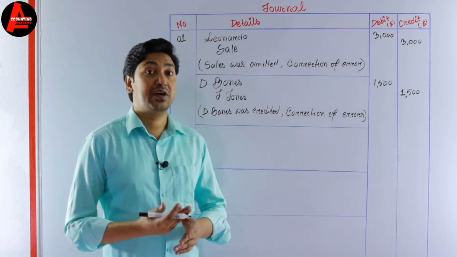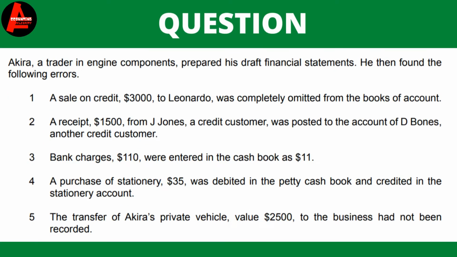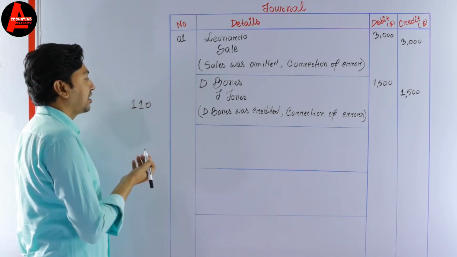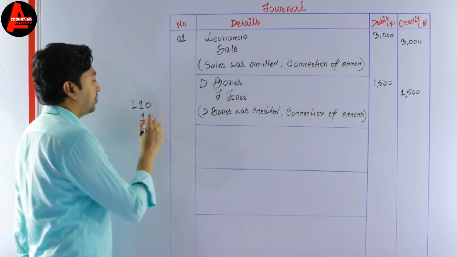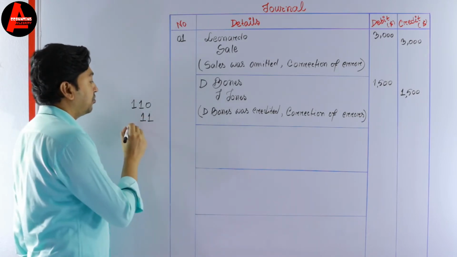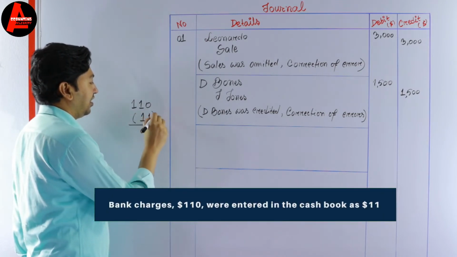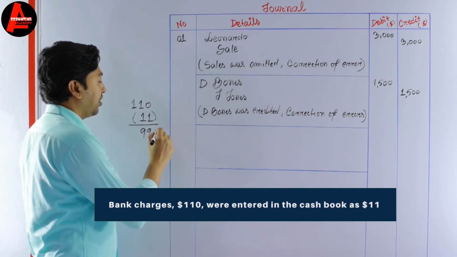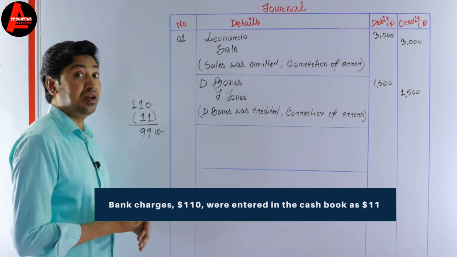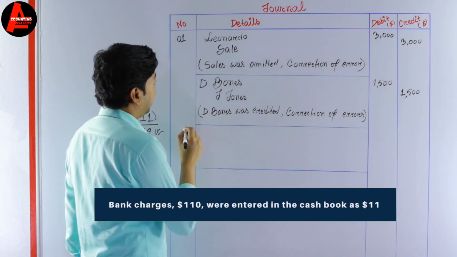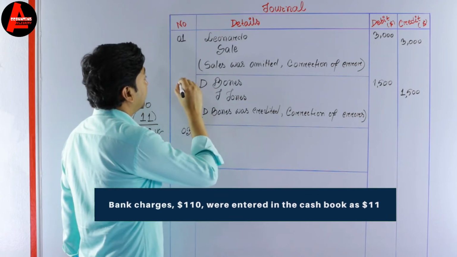So finished. The third one, bank charges $110 was entered in the cash book as $11. So the correct amount is $110, and mistakenly it was entered as $11. So how much was written less? If you subtract, we get $99. So now again we have to enter this $99 in the cash book. So what to write then? We have to write number 3 here and it was number 2.